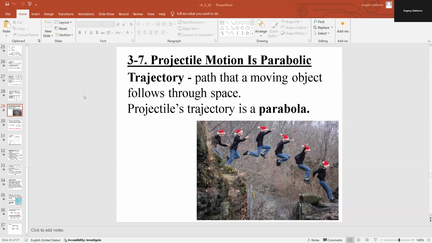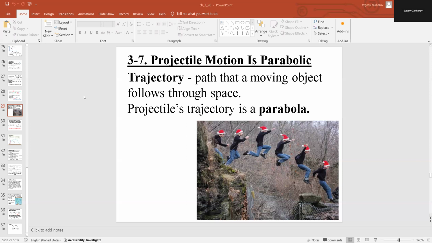And you can calculate all the parameters from kinematics like position, time, velocity, acceleration at any moment of time, just by solving two problems simultaneously. One problem for x components, one problem for y components, and the time is the same for both components. So it's easy to get all the answers for such motion.